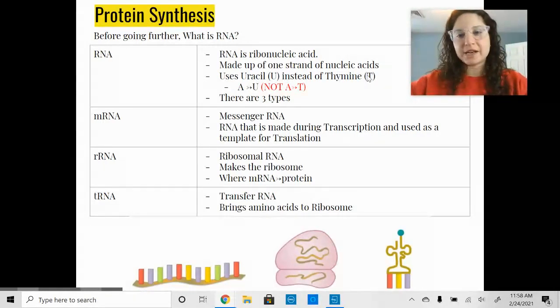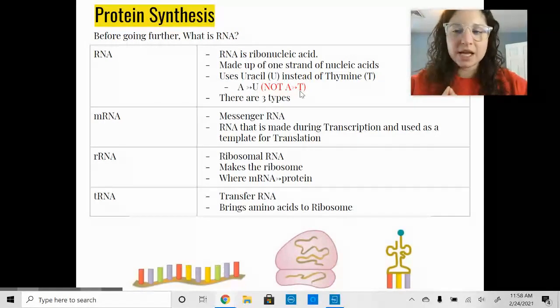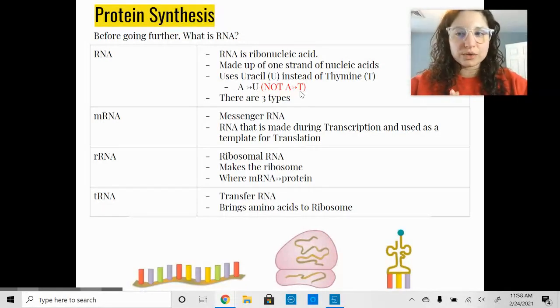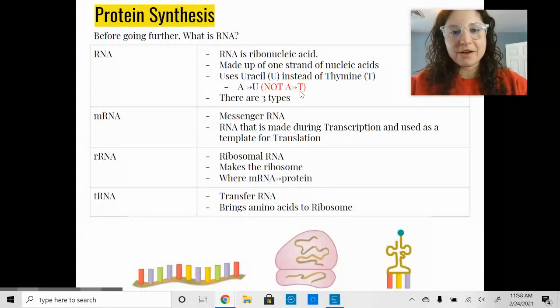So basically, instead of using T's, we are now using U's, which means when we have to pair RNA together, A is going to pair with U. It is not going to pair with T. So a helpful hint, if you are looking at DNA, it will contain T's in it. If you're looking at RNA, it will contain U's. Just one way to think about it.